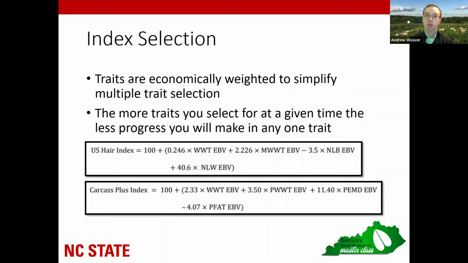So the hair index would be our maternal index for hair sheep, for Katahdins primarily. This index includes the weaning weight EBV, the maternal weaning weight or milk EBV, the number of lambs born EBV, as well as the number of lambs weaned EBV. The Carcass Plus Index is our index for terminal sires, indicating the value or potential value in carcass or in product from those terminal matings. This Carcass Plus Index includes the EBVs for weaning weight, post-weaning weight, eye muscle depth, and fat. So we have those growth traits as well as the carcass traits.